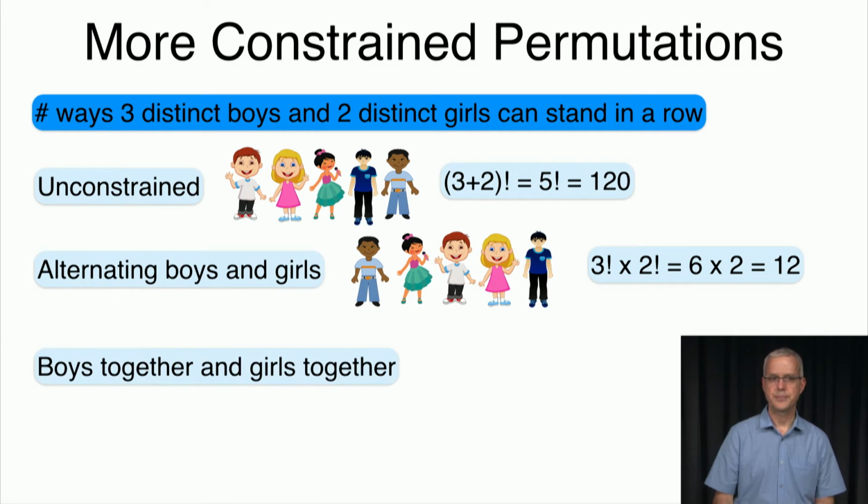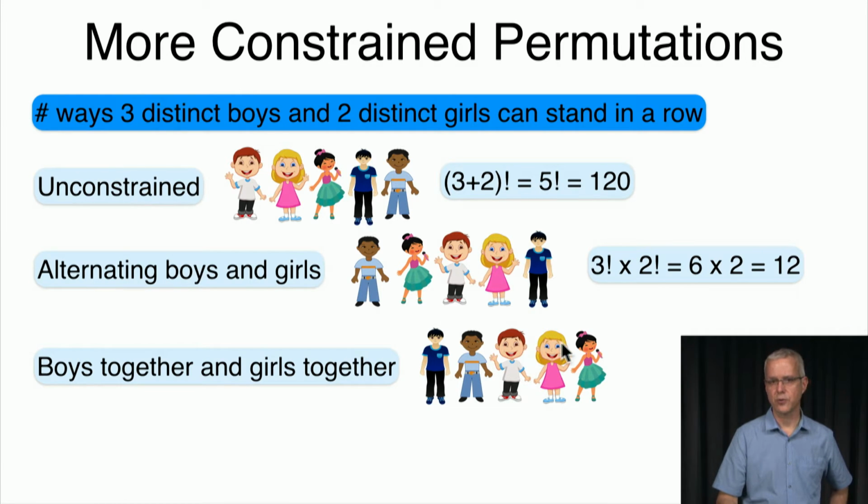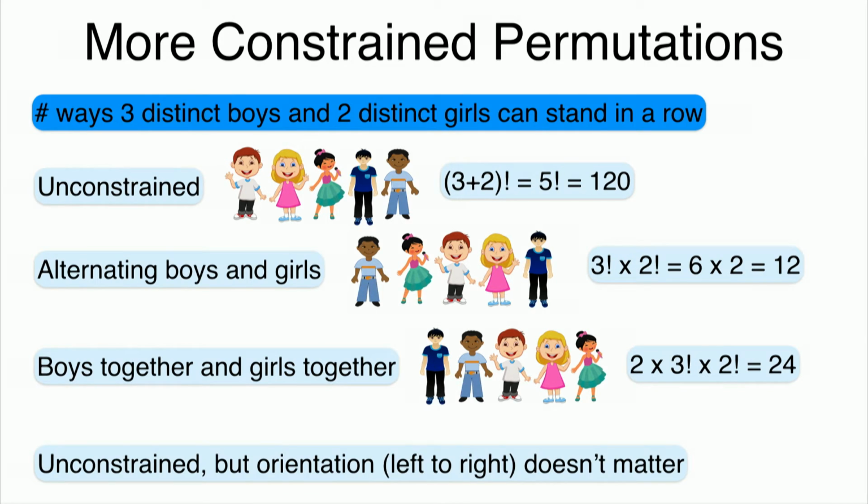How about boys together and girls together? For example, here, 3 boys followed by 2 girls, or you could have the 2 girls followed by the 3 boys. So now we have 2 ways to decide if the boys come first or the girls come first, and then we have 3 factorial ways to arrange the boys and 2 factorial ways to arrange the girls, and we get the number we got before times 2, namely 24. Okay, and what if the boys and girls are unconstrained again, as they were here at the beginning, but the orientation, namely left to right or right to left, does not matter.